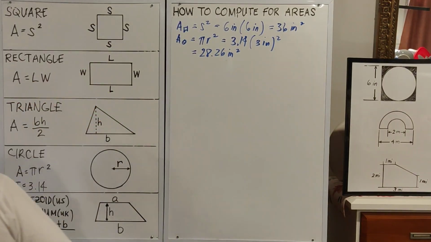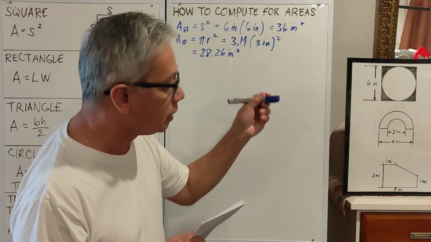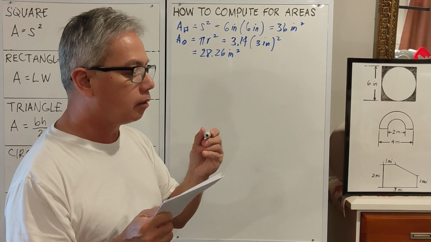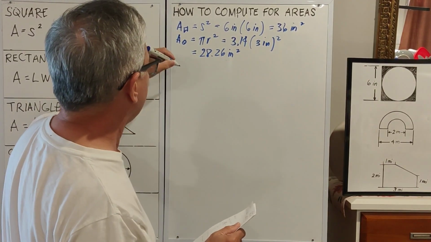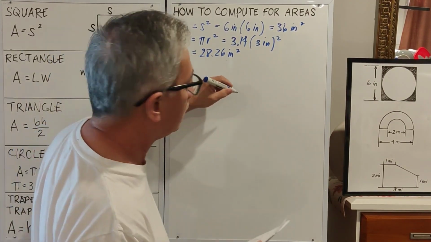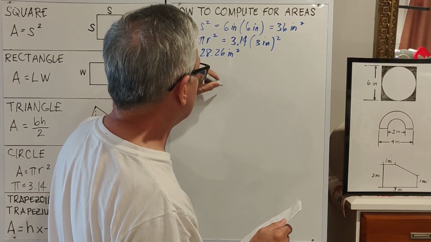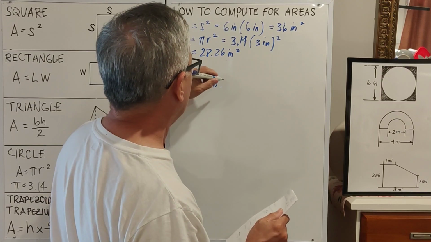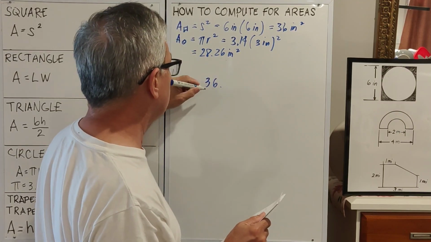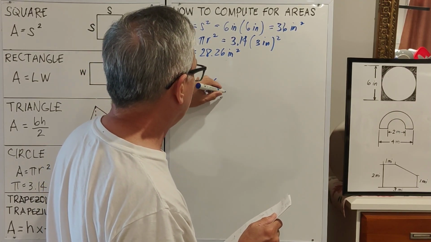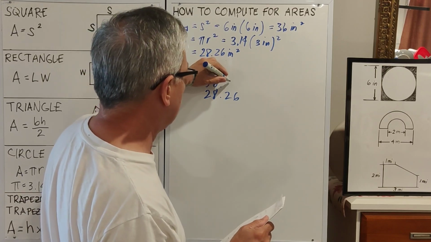Now we need to subtract the area of the circle from the area of the square. So the area of the square is 36 inches and the area of the circle is 28.26 inches. We need to add zeros.